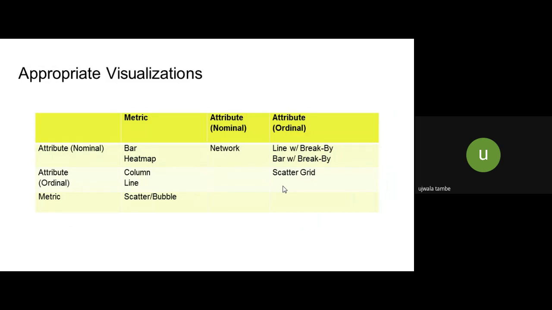Now, in short, this slide is the conclusion of the types of data and what kind of charts we can use. Whenever the data is in the form of an attribute, we can go with either the bar chart, heat map, network chart, or the line chart and the bar chart. Whenever the data is in the form of an ordinal attribute, we can use the column and line chart. And whenever the data is in the form of a metric, we can use either the scatter chart or the bubble chart.